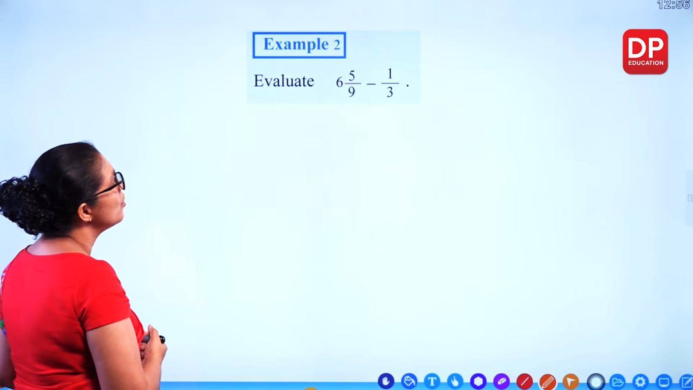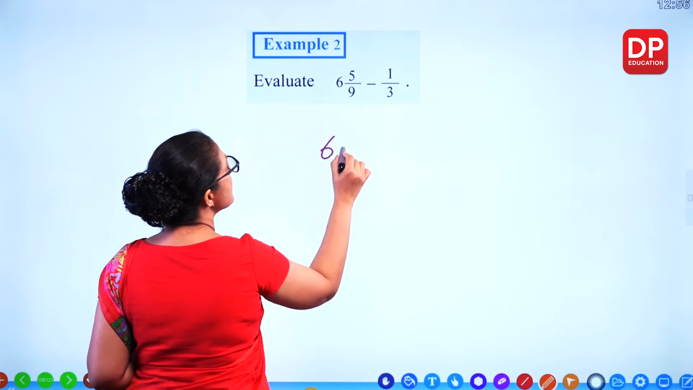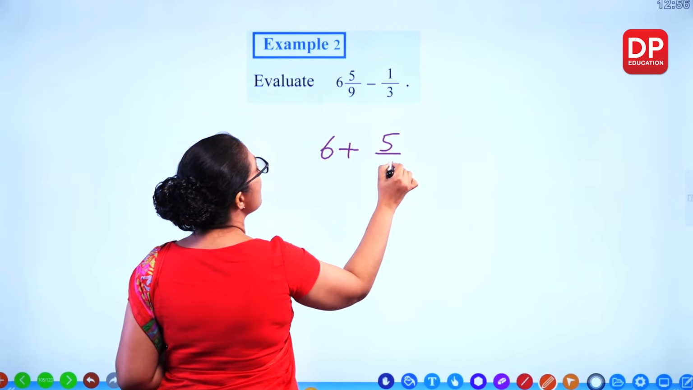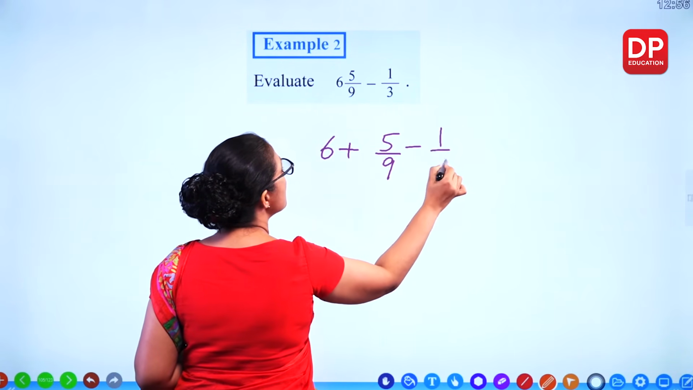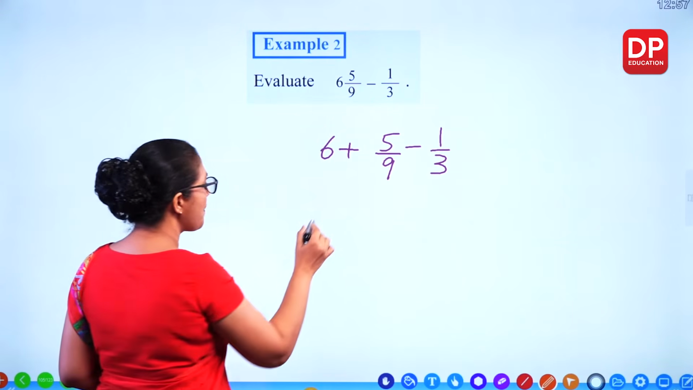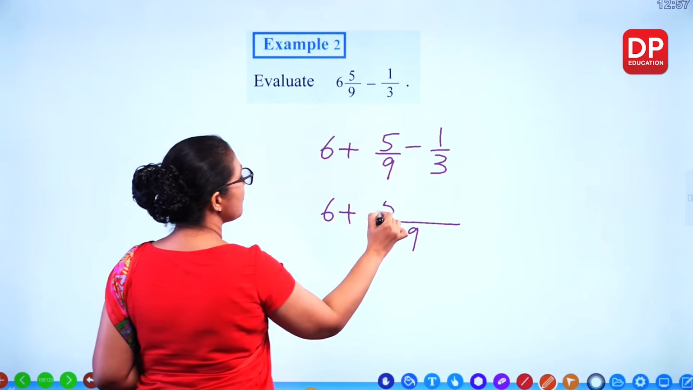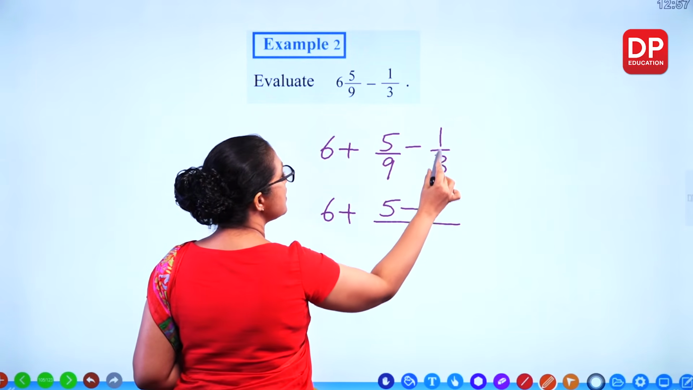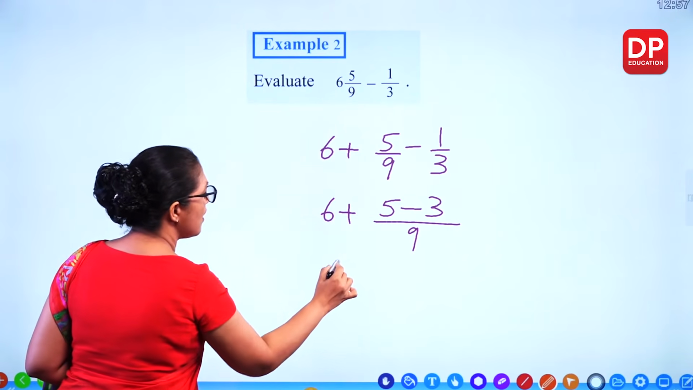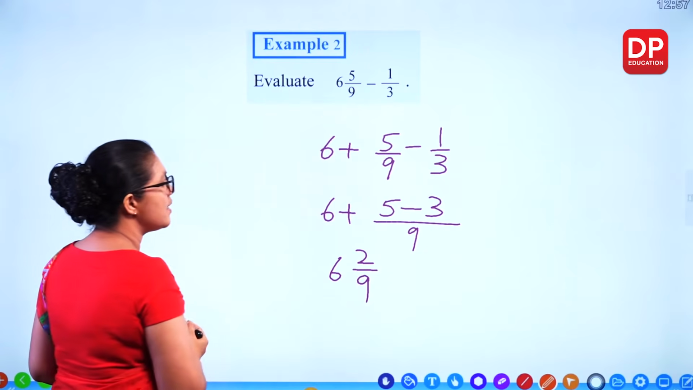Example 2. 6 is the whole number. 6 minus 0, you get 6. Now you have to subtract 5 over 9 minus 1/3. Now the denominators are different. Convert to the same thing. 9 is the common one. 5 here and 3 times 1, 3. Now you can see 5 minus 3 is 2. 2 over 9.